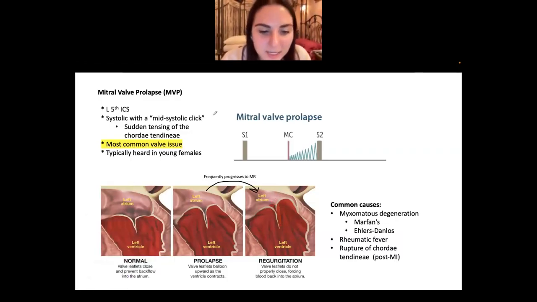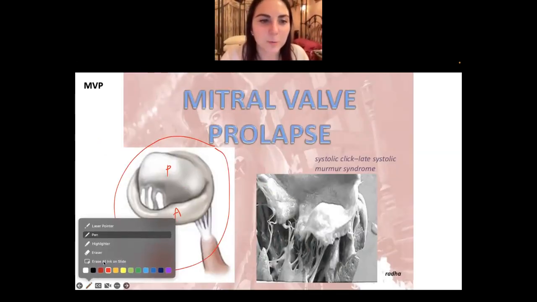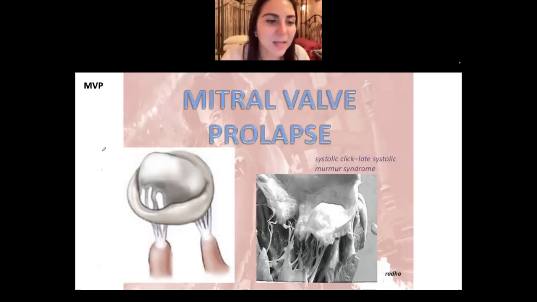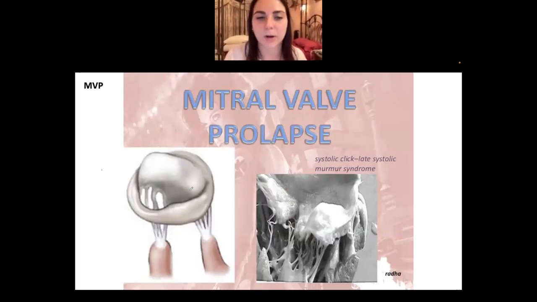Okay, so the mid-systolic click. The best way I can explain it is by looking at this picture. The mid-systolic click technically is caused by the sudden tensing of the chordae tendineae. So if we look at this, here's your chordae tendineae, these white things, and they're attached to the papillary muscle, which is right here.